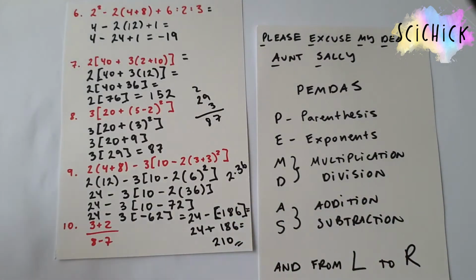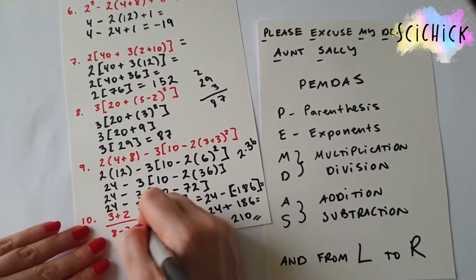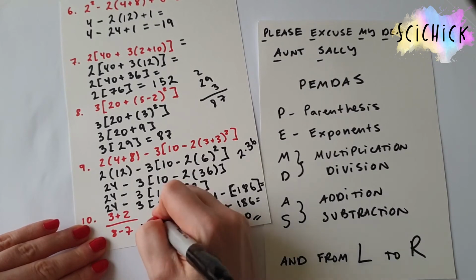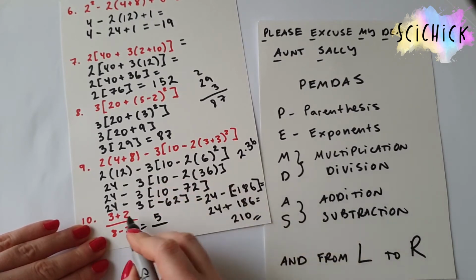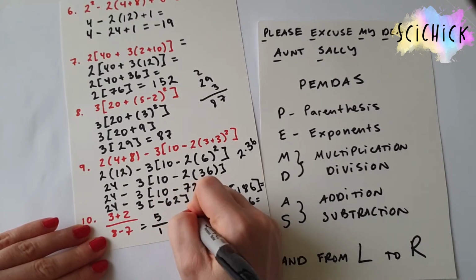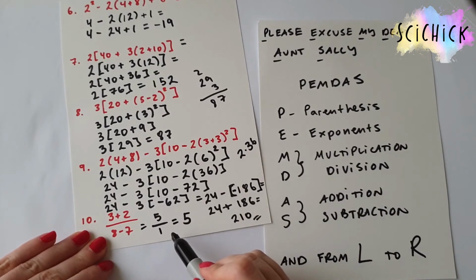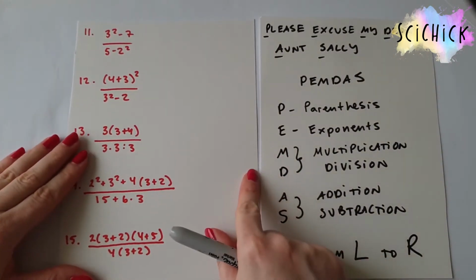Okay, this is getting fun. So we have 3 plus 2, 5. Just start with the top. 8 minus 7, 1. And as we all know, that is a 5. This was easy. Compared to that one, this was easy, yeah? That was super fun. Let's do some more.